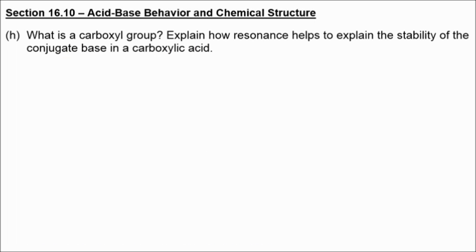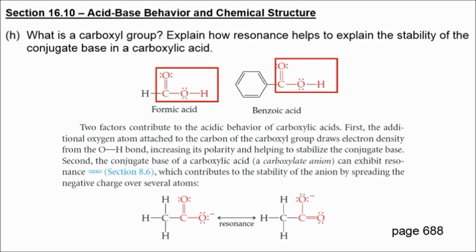What is a carboxyl group? Explain how resonance helps to explain the stability of the conjugate base in a carboxylic acid. This is on page 688. Two factors contribute to the acidic behavior of carboxylic acids. First, the additional oxygen atom will draw electron density from the OH bond, increasing its polarity. And then second, the conjugate base is stabilized by resonance, and that can make the anion more stable, which is going to favor the formation of the acid.